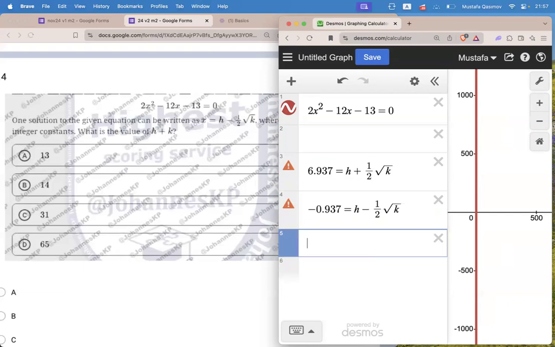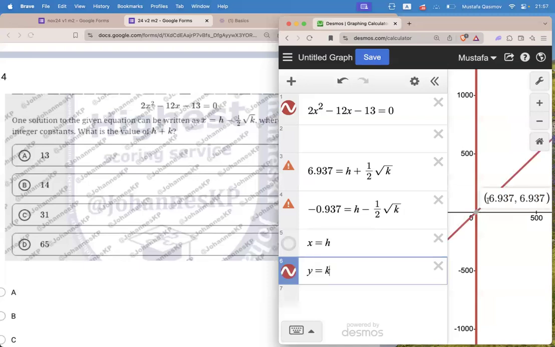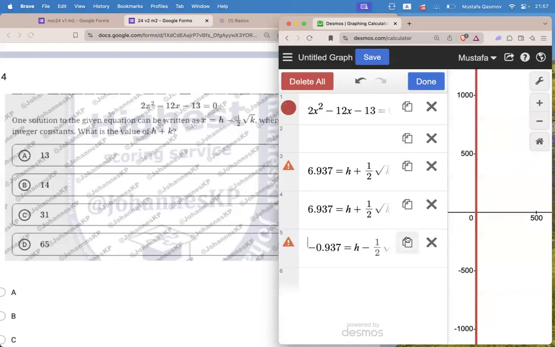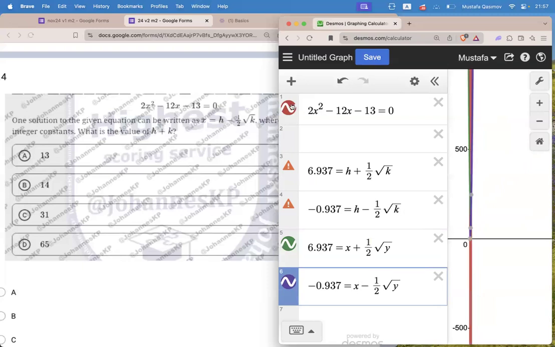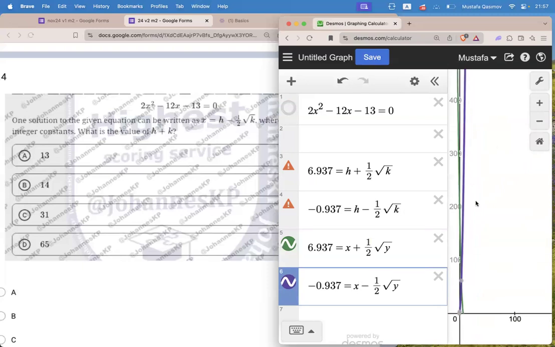You can write x instead of h. No, x is equal to h, I think. And write y is equal to k. Okay, let's do it like that. Like this, x, y, y, x. And look at this rounded intersection point. Then also close that one. Then look at this intersection point. You will get the answer.